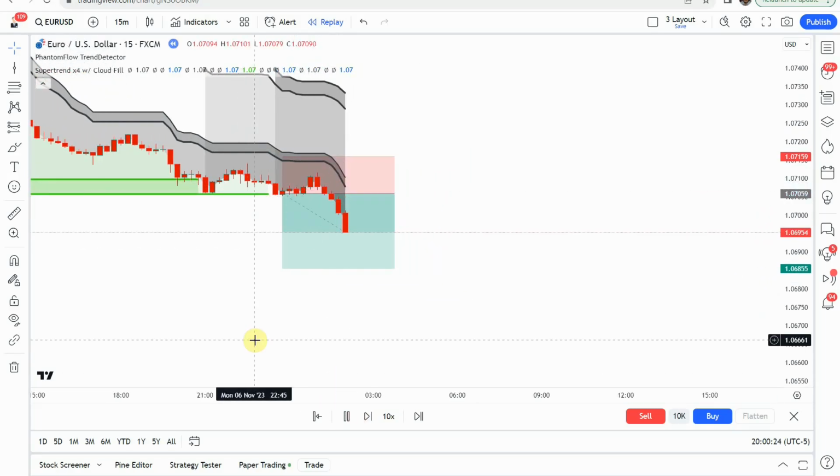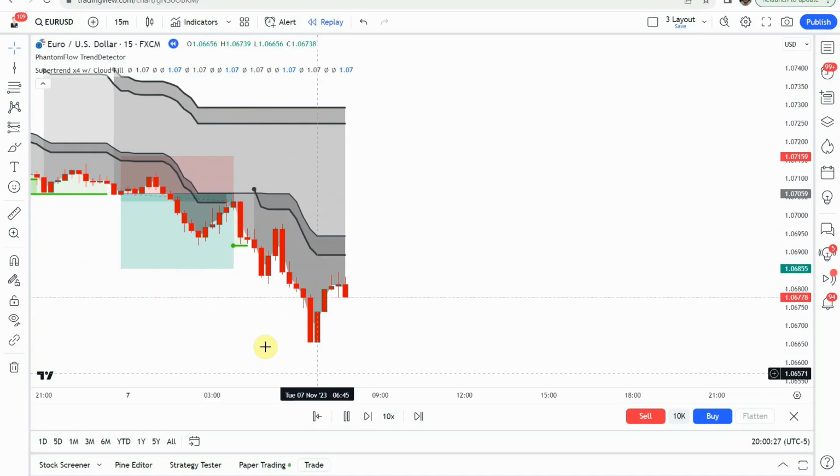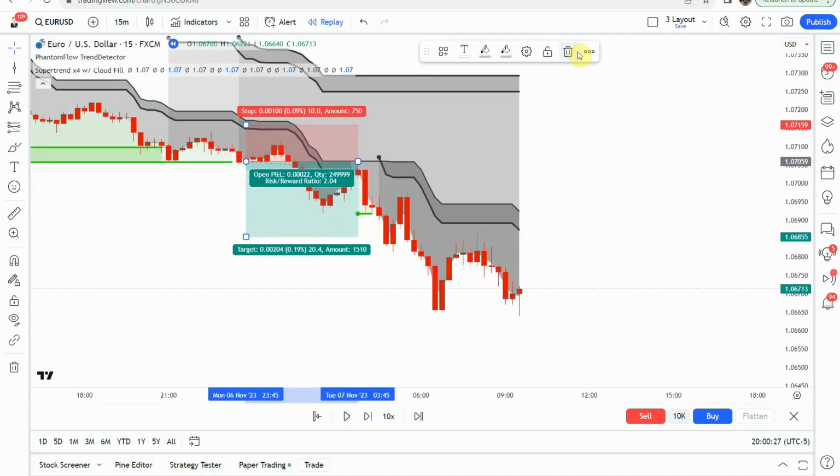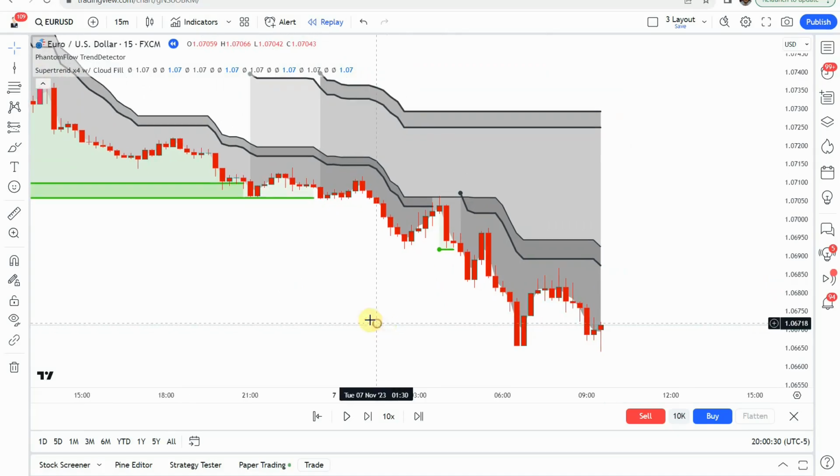Let's go ahead and play this forward, and you can see there that we make a nice push to the downside, once again getting us to our take profit. All right, so that puts us at the end of the testing right there.